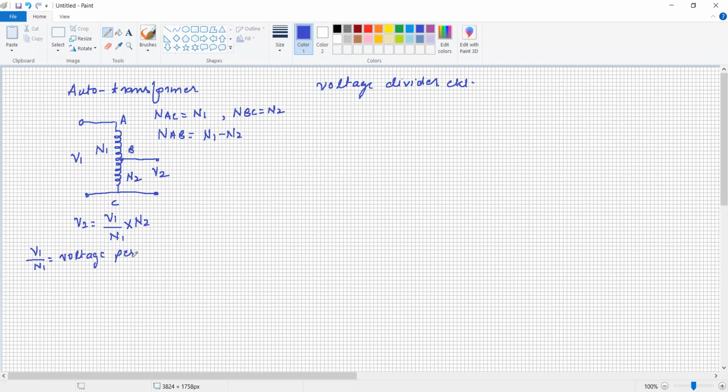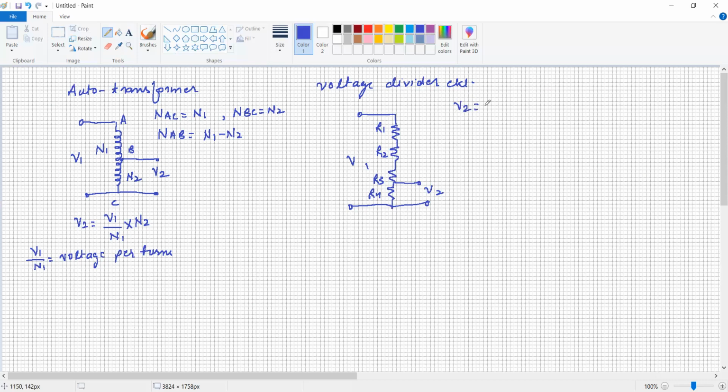Voltage per turn, isn't it? So this is the voltage in the auto transformer circuit. Whereas in a voltage divider circuit, there are a number of resistances. The voltage is V, and the resistances are R1, R2, R3, R4. Let the voltage taken across R4 be V2. This is V1. What is the voltage V2?